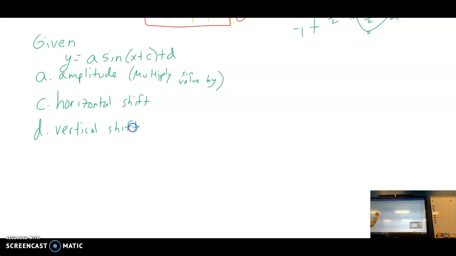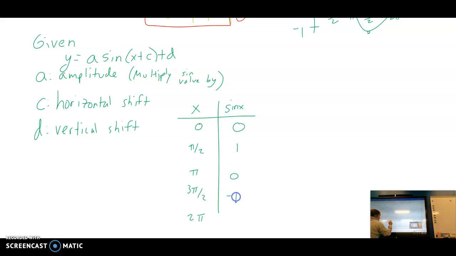Okay, so I'm going to talk about sine. It applies the same way to cosine. So if I'm going to take my sine values, so this is my x value, and then this is going to be my sine value. So if I take that 0, pi over 2, pi, 3 pi over 2, and 2 pi, and I fill in my table. Okay, now how do these affect the changes?